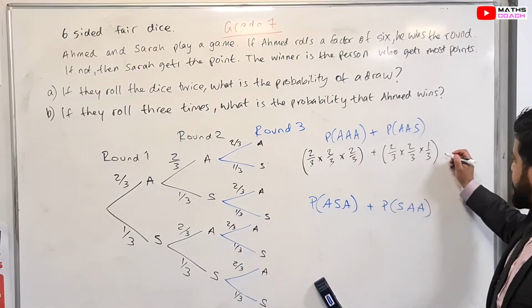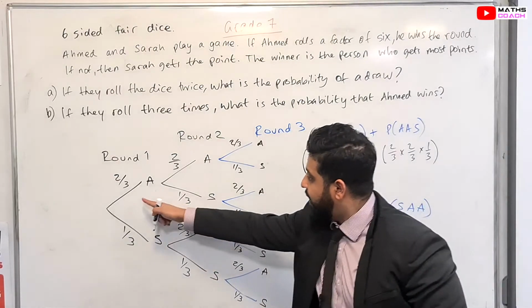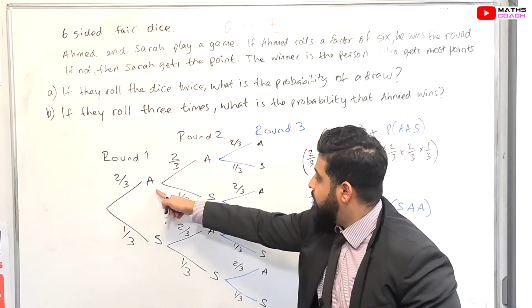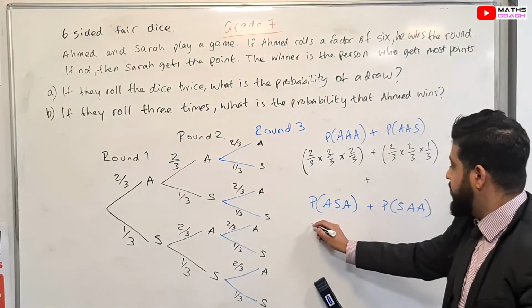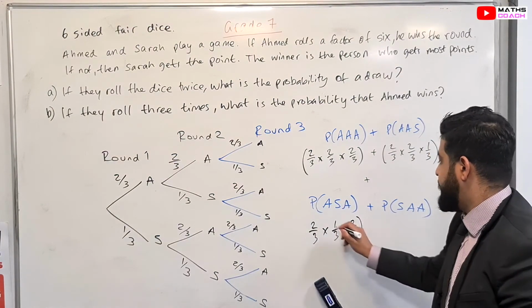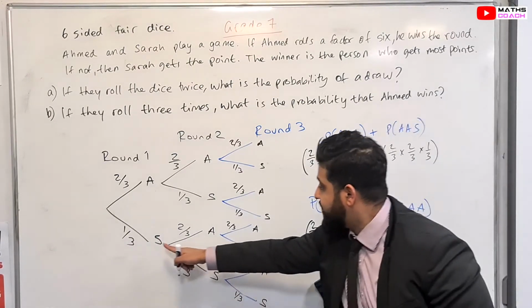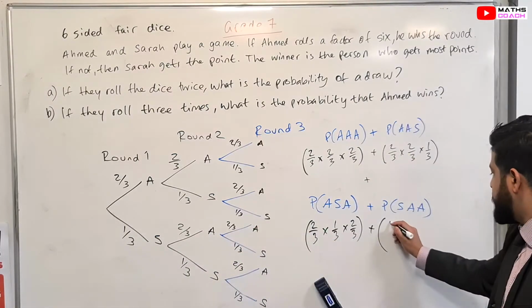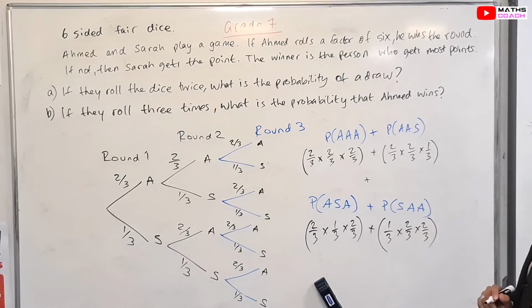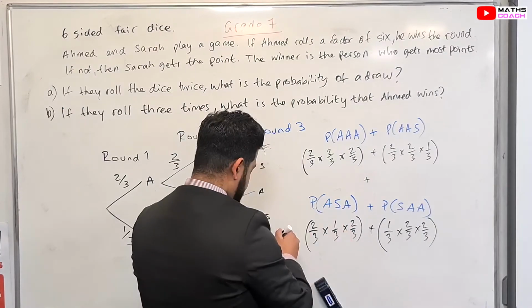And we're going to add this, so we can just add it here, to the probability of ASA. So let's look at that. ASA: 2 out of 3, 1 out of 3, 2 out of 3. Or the final one we have, where Sarah, Ahmed, and Ahmed: 1 out of 3 times 2 out of 3 times 2 out of 3. Let's calculate these individually, separately.